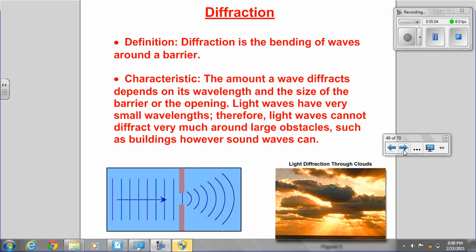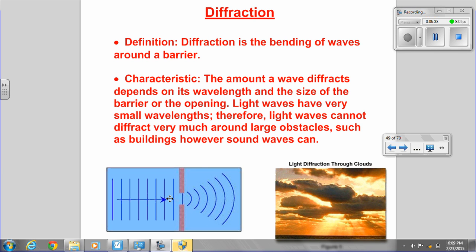Light waves have a very small wavelength, so they're not going to bend that much, especially around larger obstacles, such as buildings. However, sound waves can. Think about if you're in a room, a lot of times you will hear a person coming before you can see them. That's because sound waves have a longer wavelength and they can bend much easier around large obstacles than a light wave can, which is why we tend to hear people coming before we can actually see them. This is an example of diffraction.